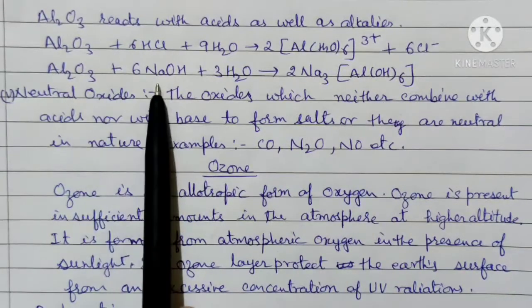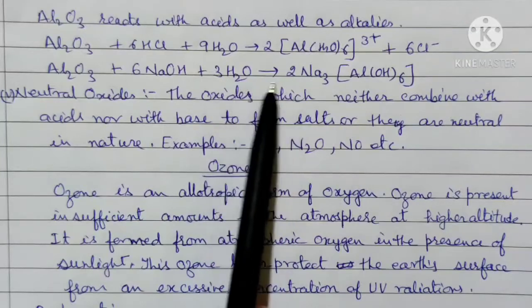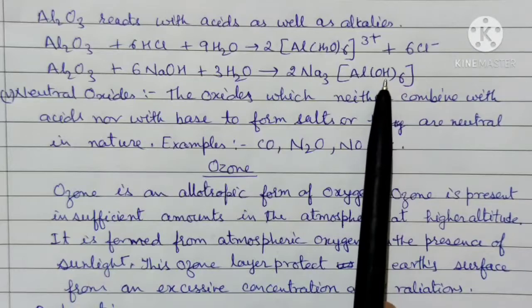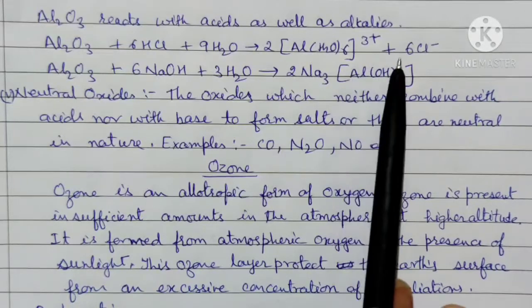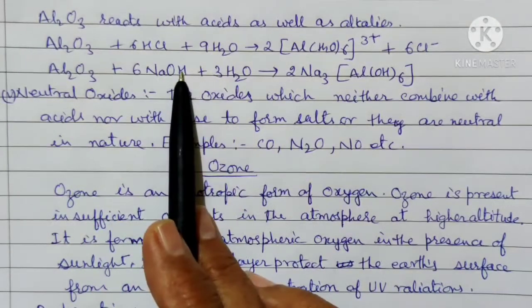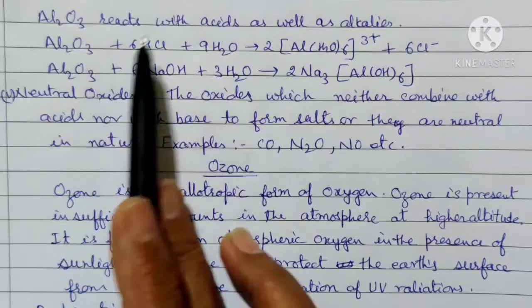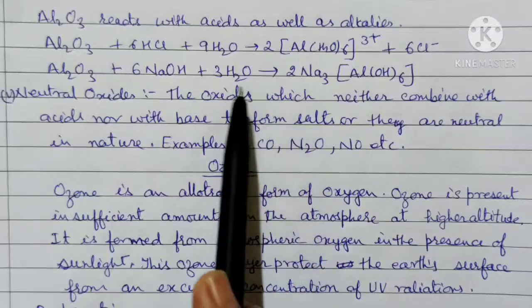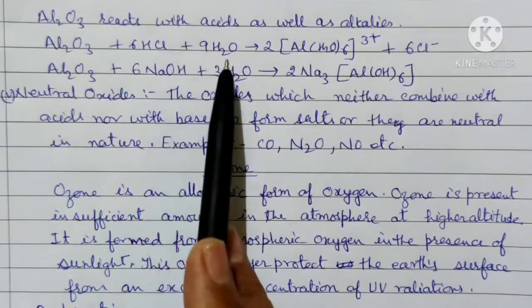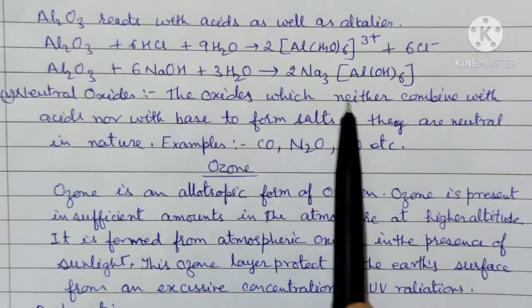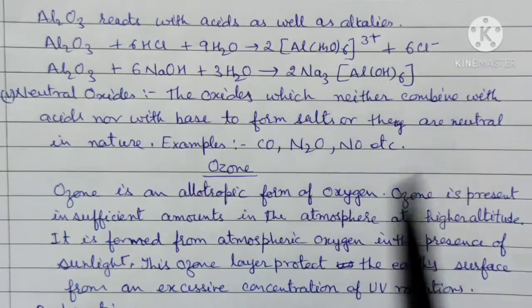When aluminium oxide reacts with sodium hydroxide, that is a base, it forms sodium hexahydroxyaluminate. So these compounds are formed when aluminium oxide reacts with HCl and sodium hydroxide. In simple way you can write that it forms aluminium chloride and sodium aluminate. So this is the reaction for aluminum oxide. Aluminum oxide can react with acid and base, so this oxide is amphoteric in nature.